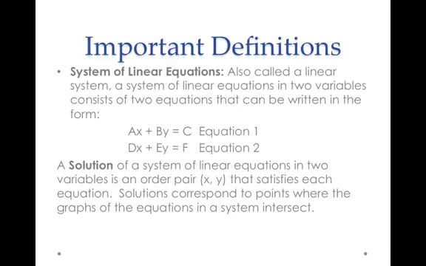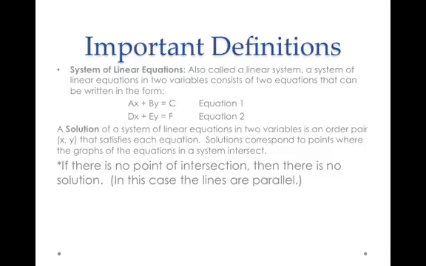A system of linear equations is just two or more equations with at least two variables that can be written in the form ax plus by equals c and dx plus ey equals f. A solution of a 2x2 system like this, meaning two variables and two equations, is an ordered pair x, y that satisfies both equations.